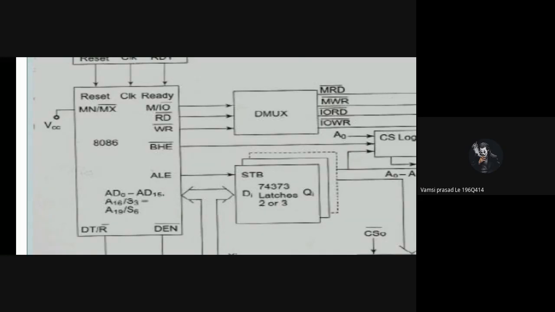In minimum mode configuration, the 8086 processor stands alone and the remaining components perform their own activities. The components attached to the microprocessor will perform their own activities. They will not interfere in the microprocessor activities. They will not control or interfere in the operations that are carried out by the microprocessor.